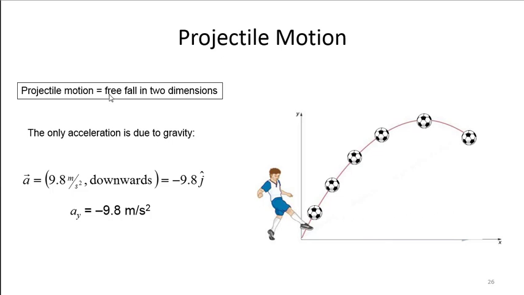Why? Because it's in free fall. This projectile motion, this object is in free fall. That's what I want you to remember. This object is in free fall. On the way up, on the way down, it's in free fall. Even though it's also moving in the x direction, it is in free fall. Okay, have I said that enough times? I hope so.